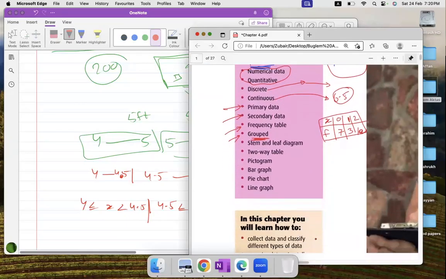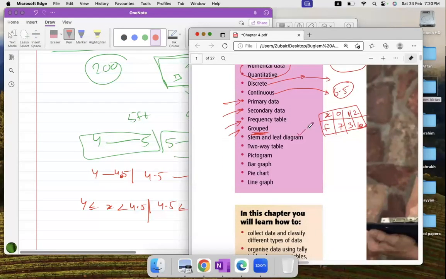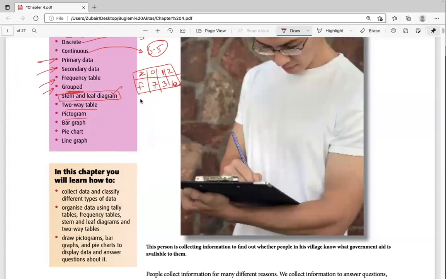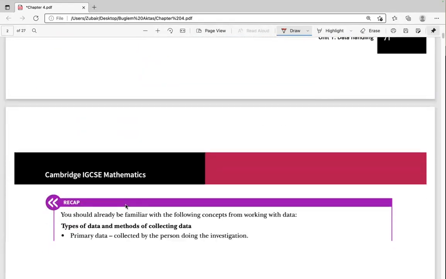Now stem and leaf, this is one interesting mode of collecting data and displaying data. We do not lose exact data in this way. Two-way table, pictogram. Pictogram is very interesting. Just like the bar graphs, then bar, pie chart, and line graph. Let's study them in detail.